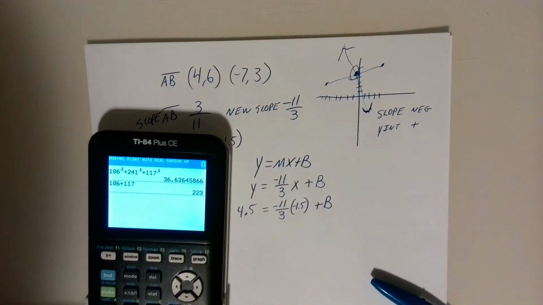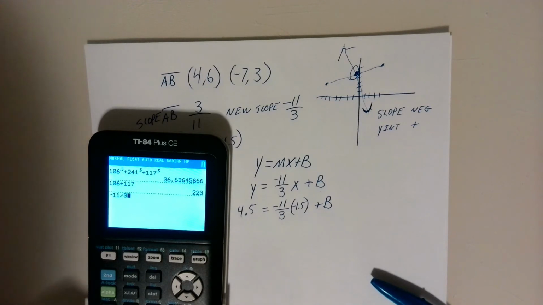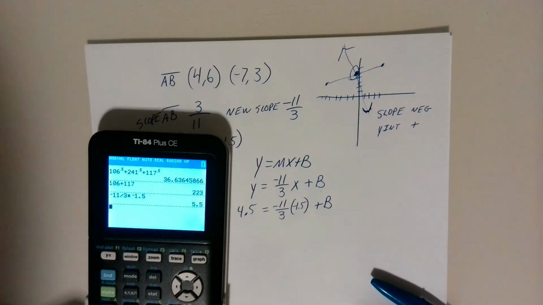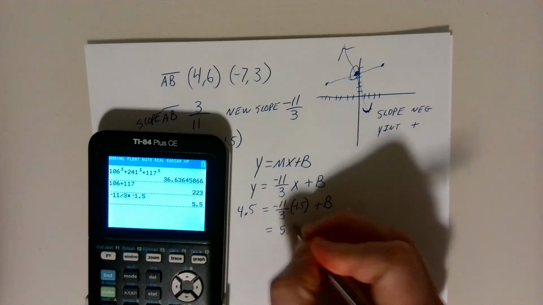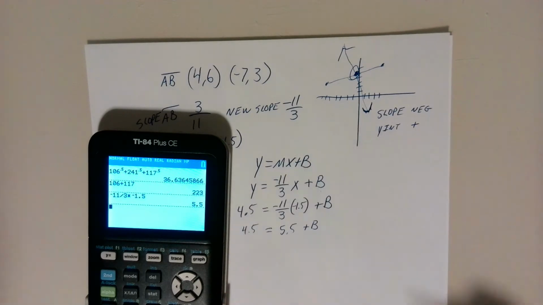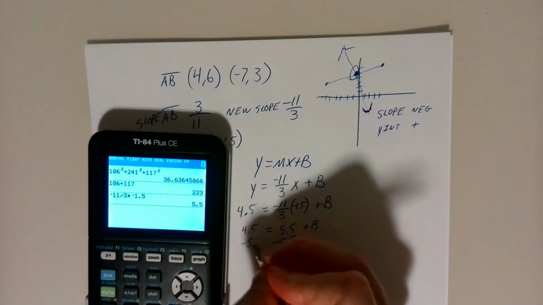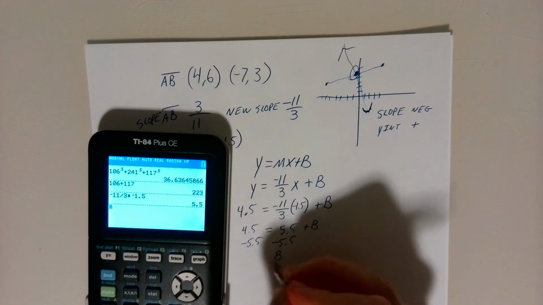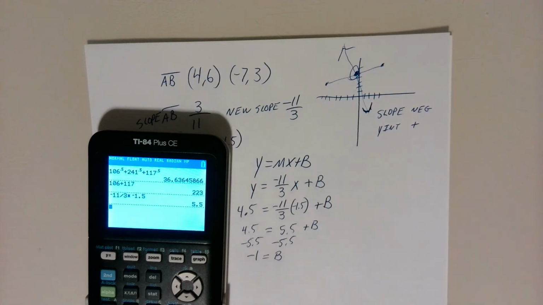I got negative 11/3 times negative 1.5, enter, and I get 5.5. Awesome. So that equals 5.5 plus b, 4.5. Okay, so I subtract 5.5 from both sides, and it's at this point that I have just a tinge of, oh, that kind of sucks for me. It says my y-intercept's negative 1.